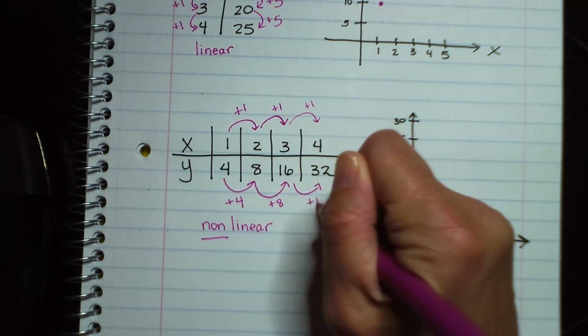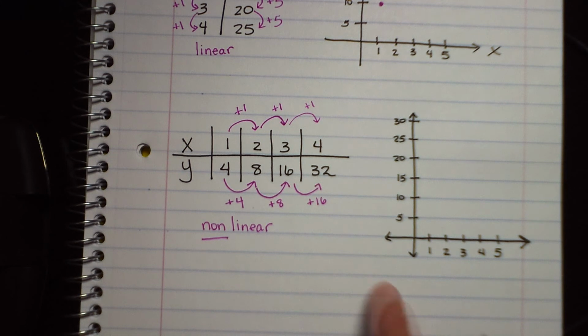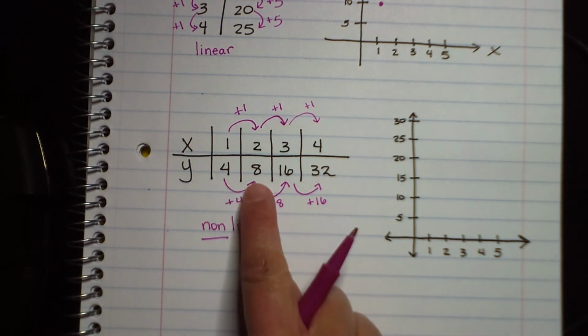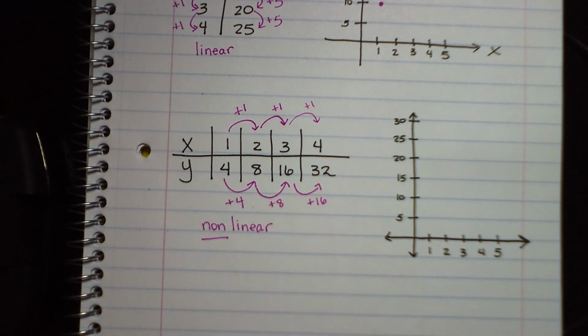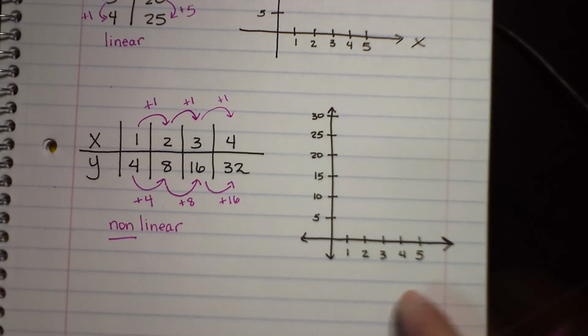Some of you might be saying, well, there is a pattern there. There absolutely is a pattern there. However, that is not a constant rate of change. The change keeps changing, so this is not constant. When I graph it, it shouldn't look like a line. So let's take a look.